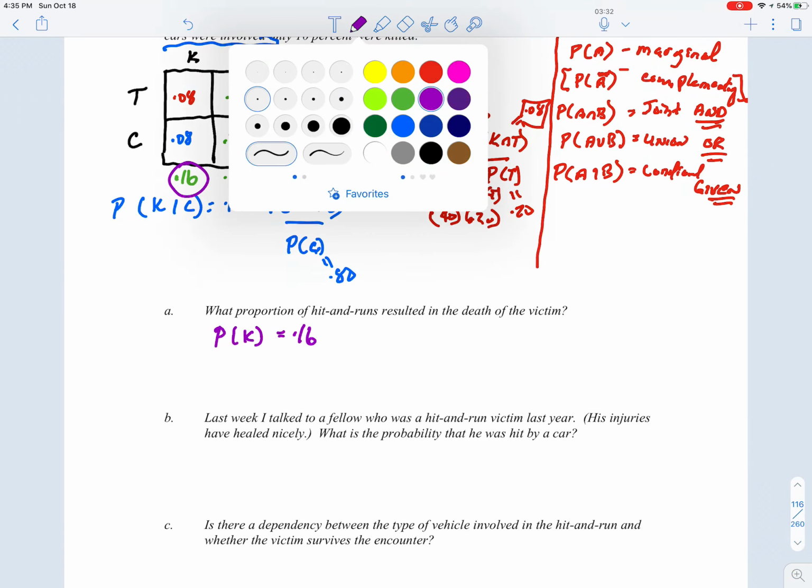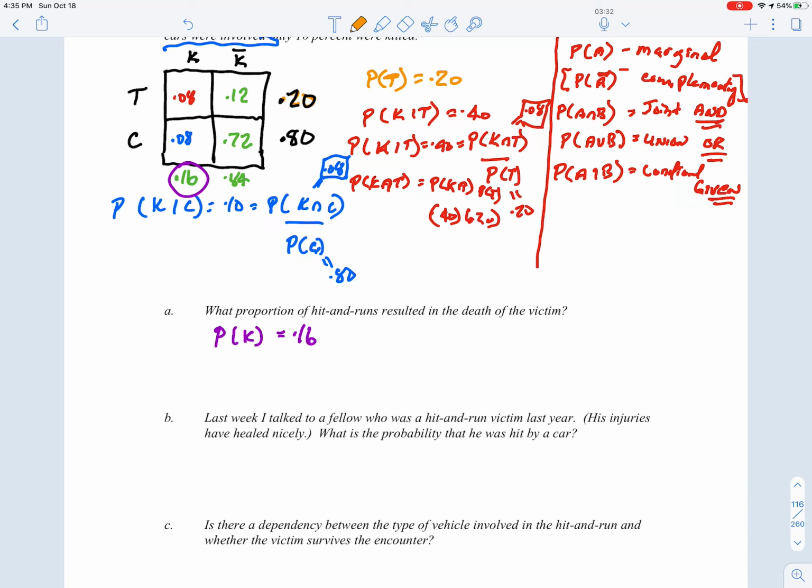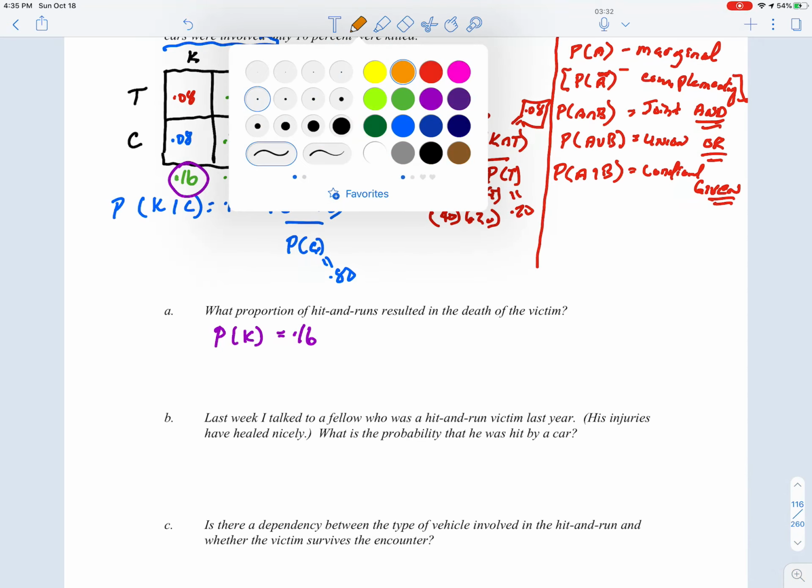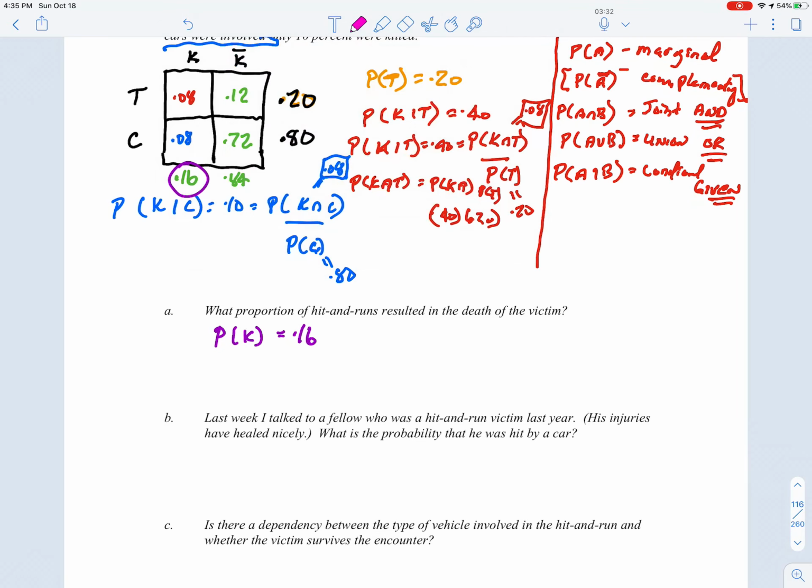Last week I talked to a fellow who was a hit and run victim. His injuries have healed nicely. What does that mean? It means he didn't die. So given that he was not killed, what's the probability that he was hit by a car?